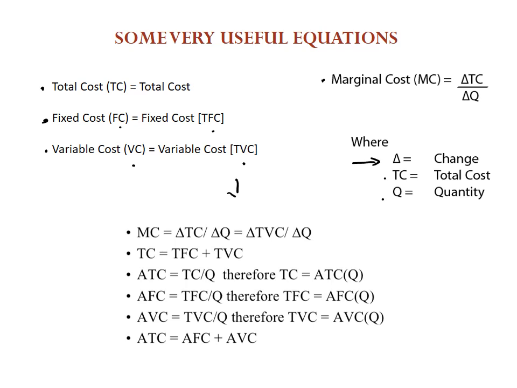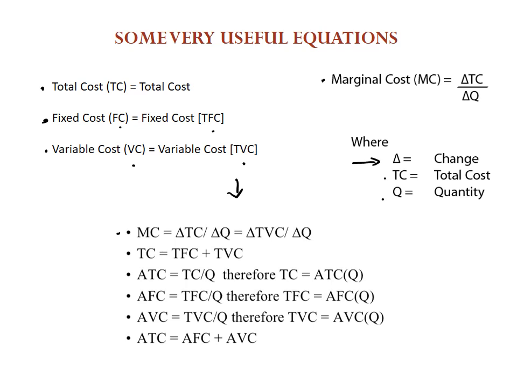So let's go a bit deeper. Like we said, your marginal cost, your additional cost of making one extra unit, is your change in total cost divided by your change in quantity. So you have to find out by how much your total cost has changed, by how much quantity has changed, and then you get your marginal cost. It's the same thing as your change in total variable cost divided by your change in quantity.